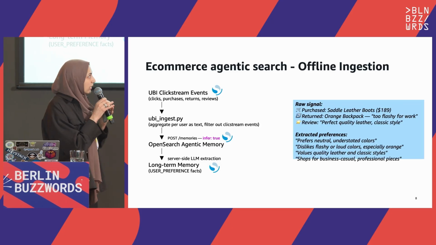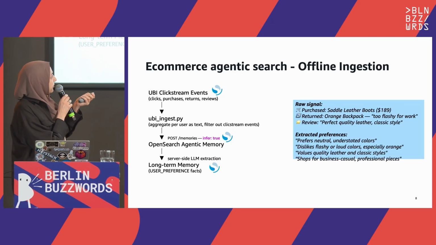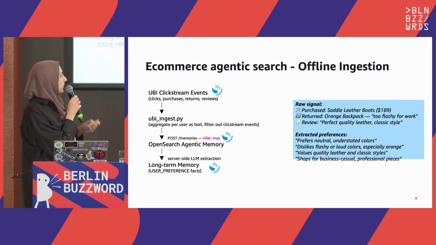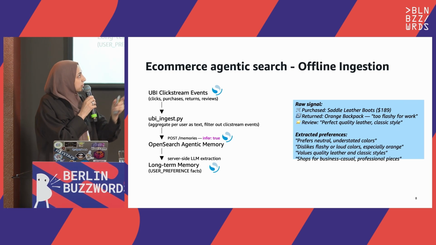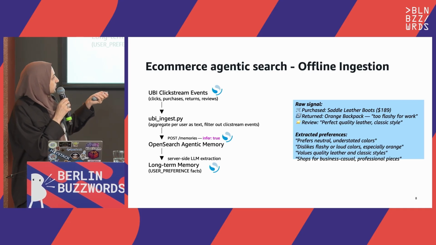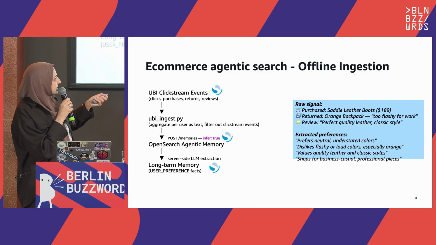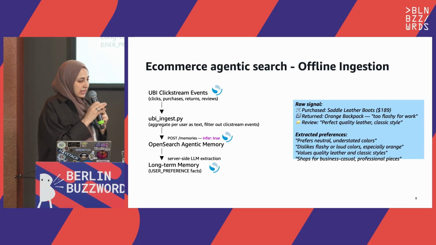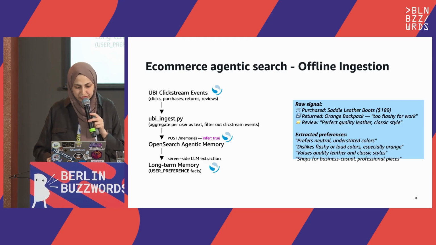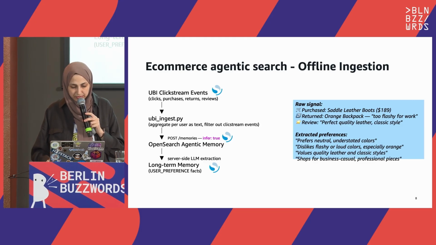So if we take an example, we have raw signals. They purchased this element, they returned another element, and we had direct feedback saying perfect quality leather, classic style. This is what will be stored in OpenSearch. These are the extracted preferences that will be stored for this user: prefers neutral, dislikes flashy for work environment, values quality leather, and so on and so forth.